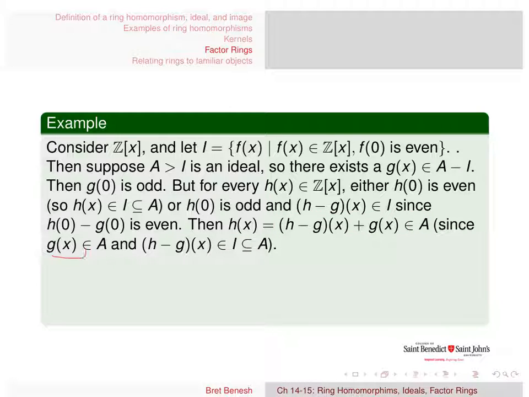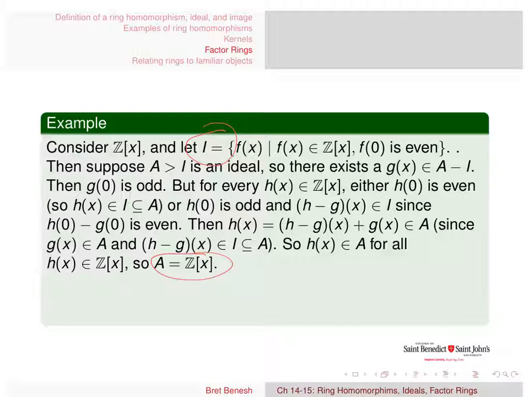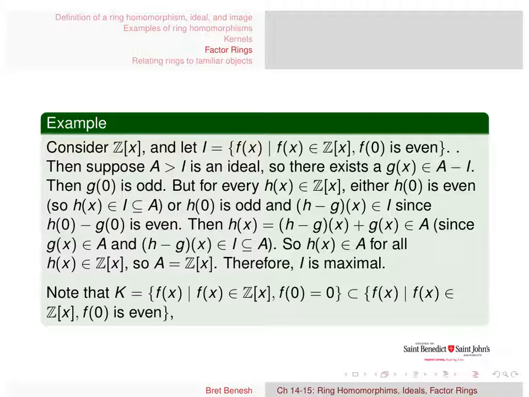Why is that? Well, g(x) is in A, because I picked it to be in A. And the subtraction is going to be even, which is in I, which is contained in A. So h(x) is in A for all h, so we get equality here. So therefore, this is a maximal ideal. There's no ideal that's bigger. If we had one that's bigger, it's going to be non-proper. Therefore, I is maximal.